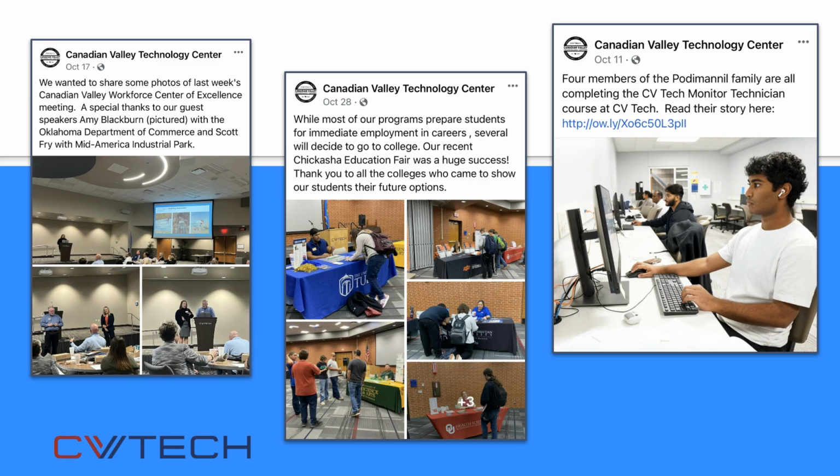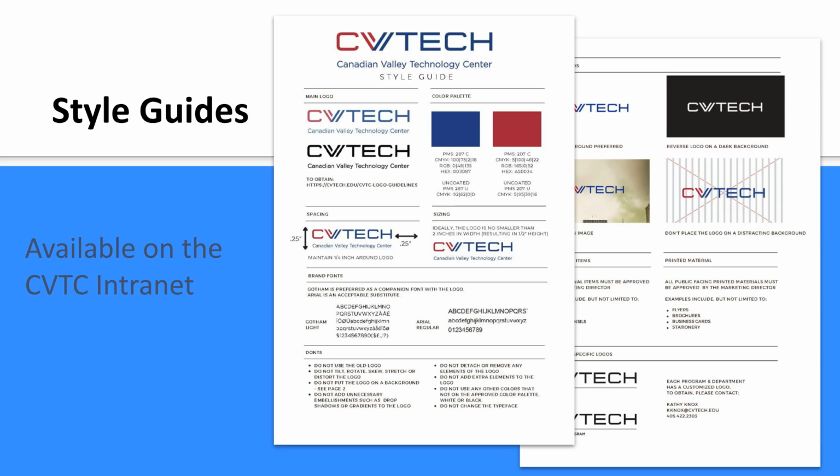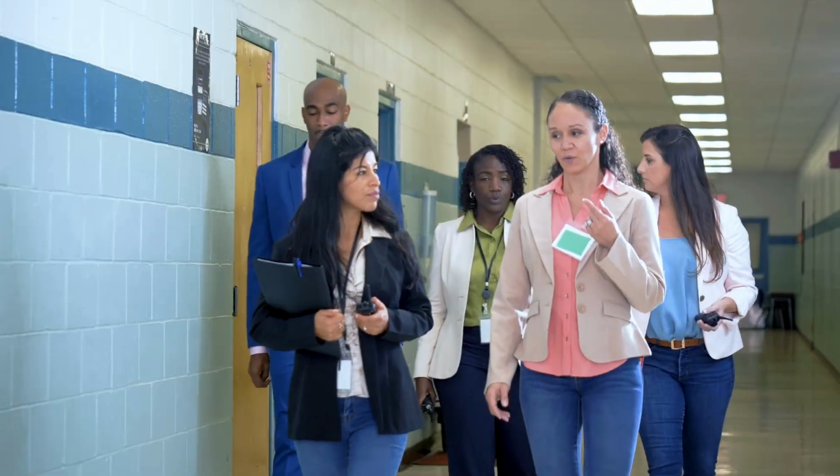The CV Tech brand is something that is important to stay consistent. Our logo and branding colors are standardized and should not be deviated from. There is a style guide available on the intranet that you can look at for more details. Even details like what fonts are recommended to go along with our branding, about using our logo, and the do's and don'ts of doing so. We want to make sure that our brand stays consistent in all of our communications, so please reach out if you are uncertain about how to do so.